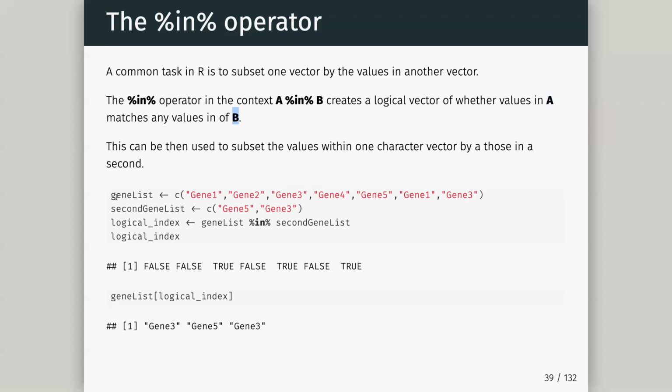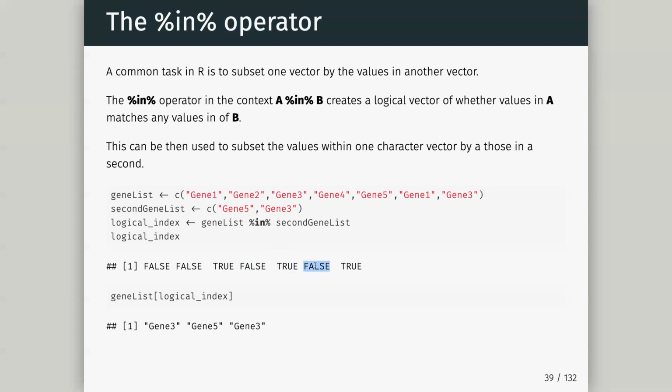So let's say, in this case, I have gene list and second gene list. If I just want to keep the genes which were in both lists, one way I can do this is to create these two vectors and do gene list in second gene list. And you can see what it does is it just marks in order here. Gene 1 wasn't in the second list, that's FALSE. Gene 2 wasn't there, so that's FALSE. Gene 3 was in that second list, so that's TRUE. Gene 4 wasn't, gene 5 was.